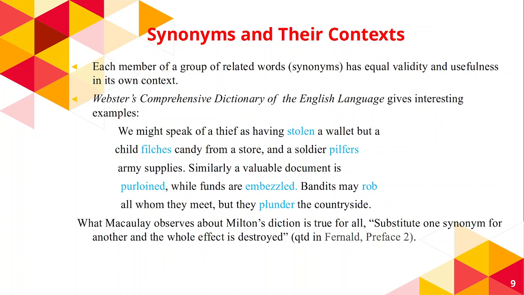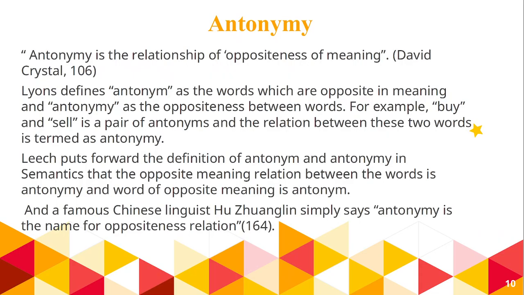What Macaulay observes about Milton's diction, Milton's use of words, is actually true for all. He talks about Milton's poetry and says if you substitute one synonym for another, the whole effect will be destroyed. Similarly, if we substitute one synonym for the other, because exact synonyms are hard to find, then the effect would be gone.